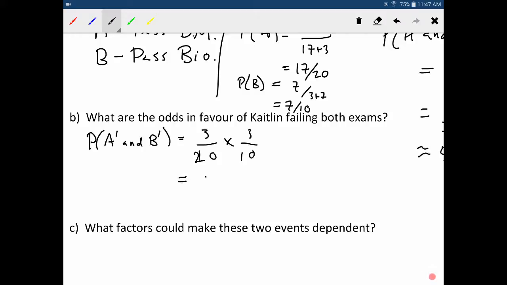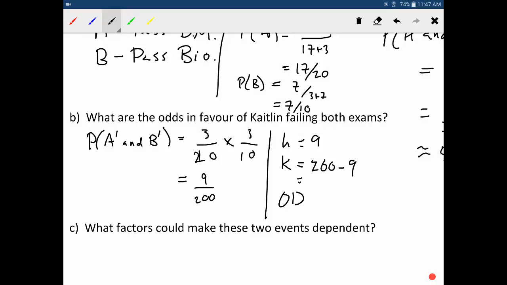So we're left with 9 out of 200, which means we have 9 ways of succeeding, which is a failure in this case, but you understand. Okay, so H is 9, and then K is going to be the 200 minus 9. So the odds, which I guess I should write out, is 191. So the odds are going to be 9 to 191.